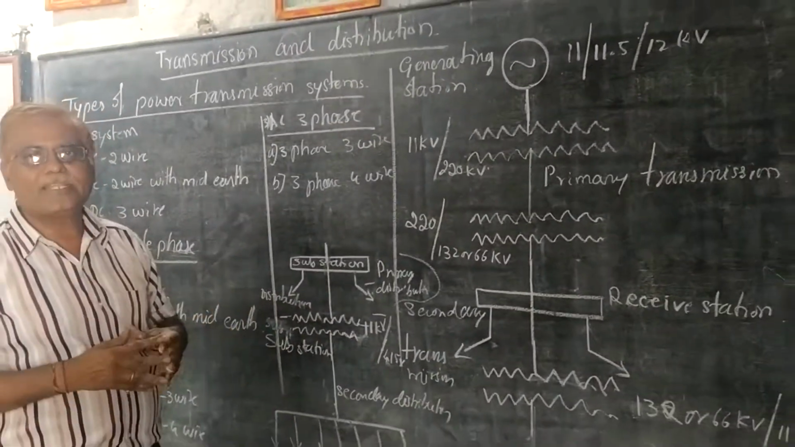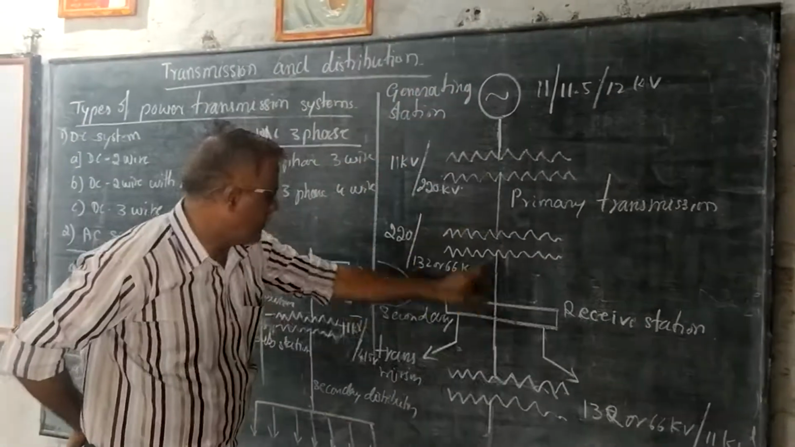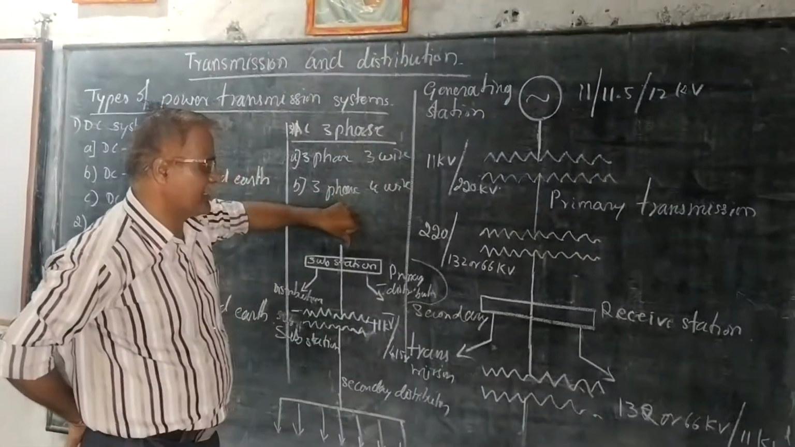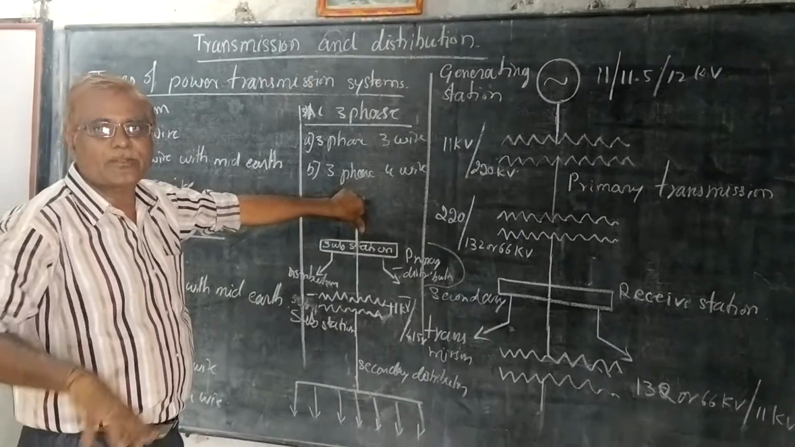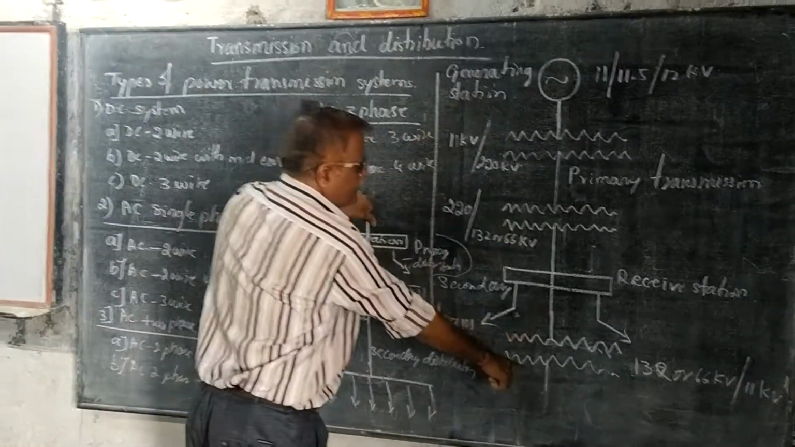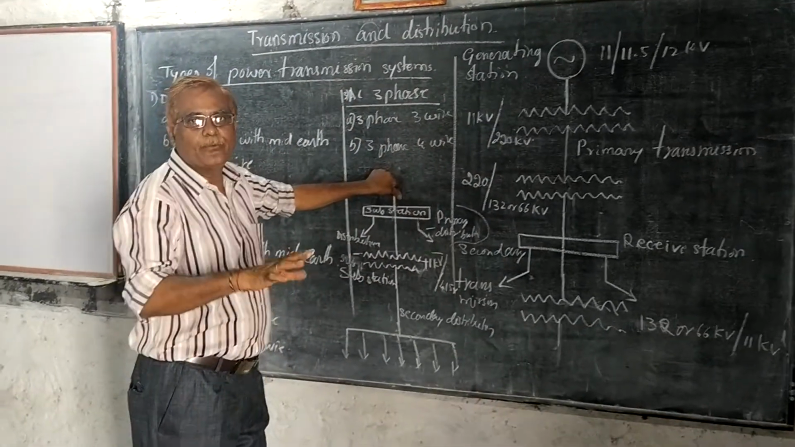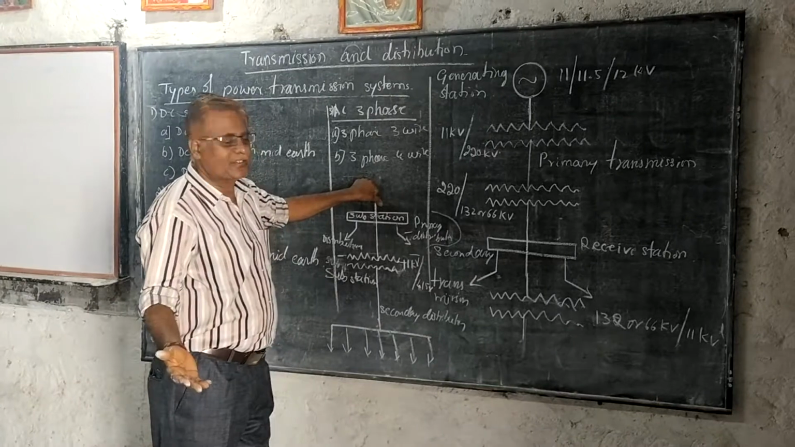Now transmission and distribution is divided into three parts: feeders, distributors and service lines. Feeders run from the generating station up to the substation. In these feeder lines, the current is the same, but the voltage is different at different points.